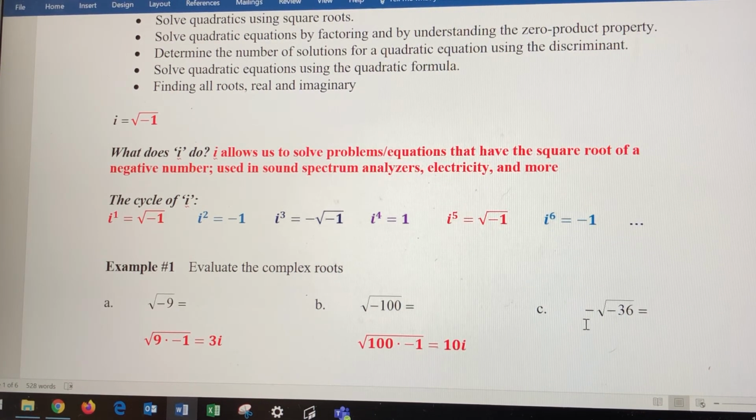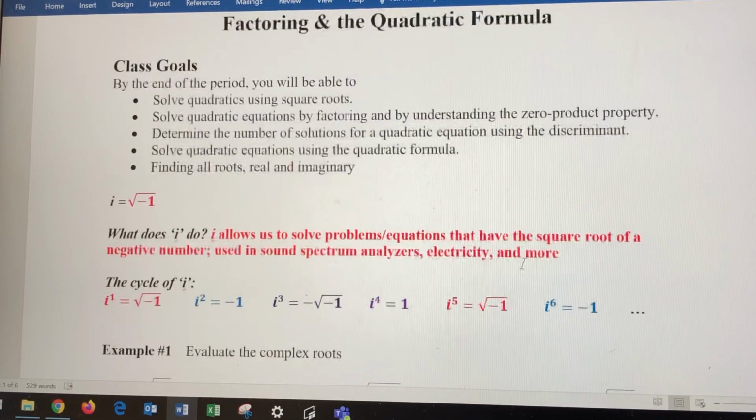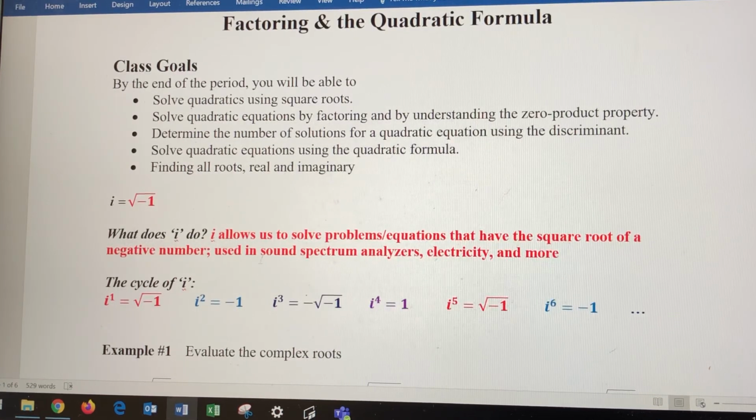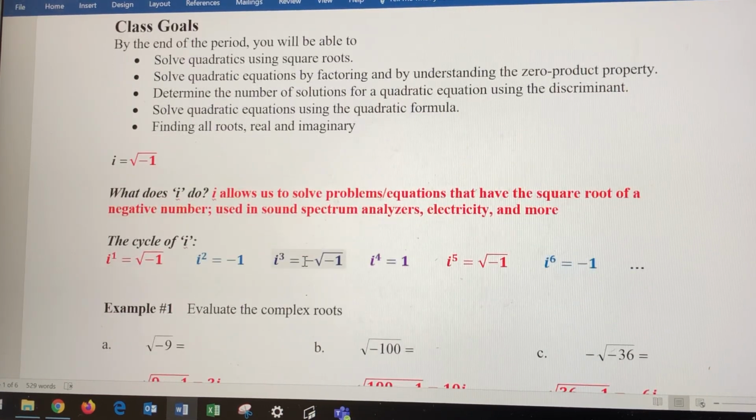And then for c, I've got the negative square root of -36, okay? So we're going to factor -36 as 36 times -1, and that gives me -6i, okay? So just a quick introduction to imaginary numbers, and as we're solving quadratics, in the rest of this set of notes and the next set of notes, you might have to use i in your solution process, okay?